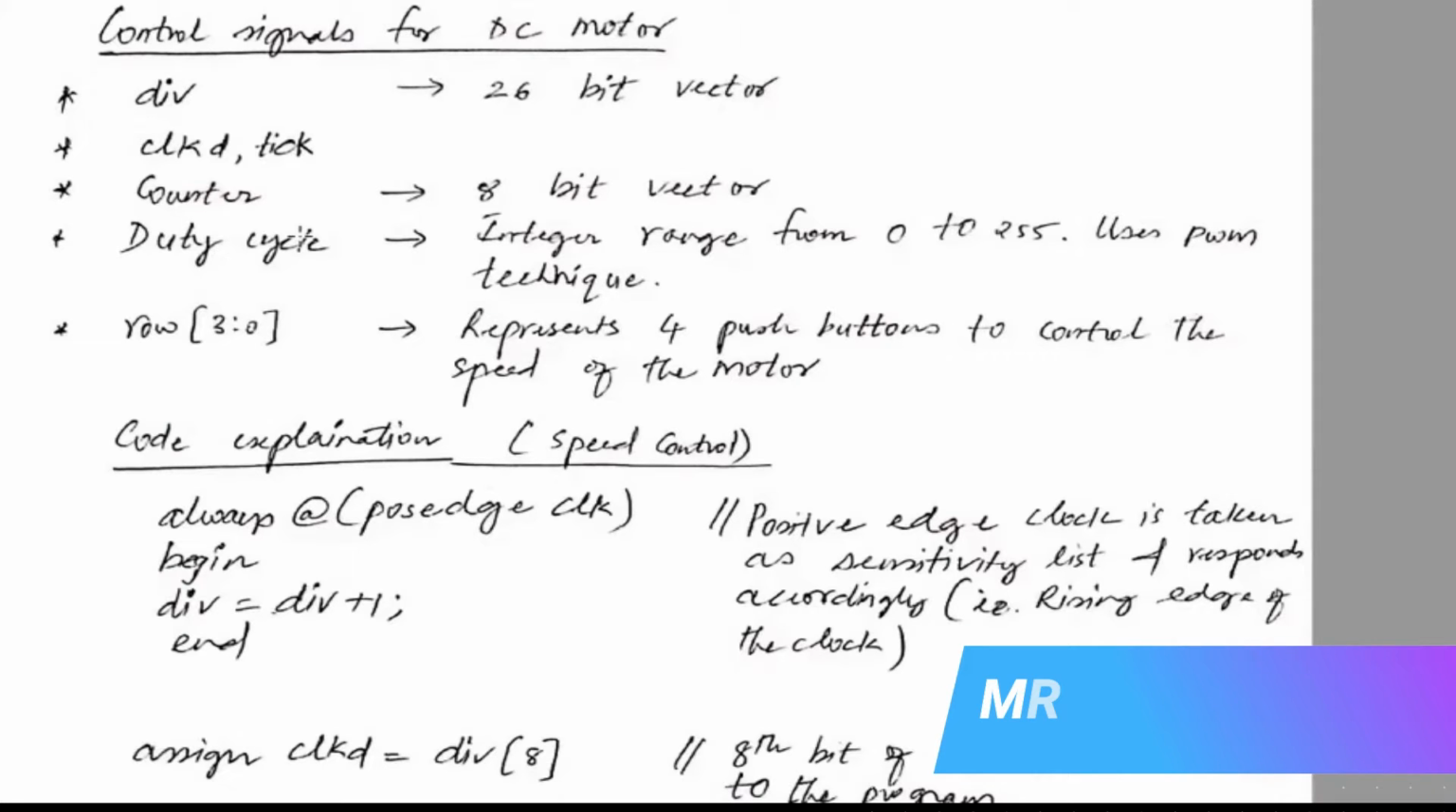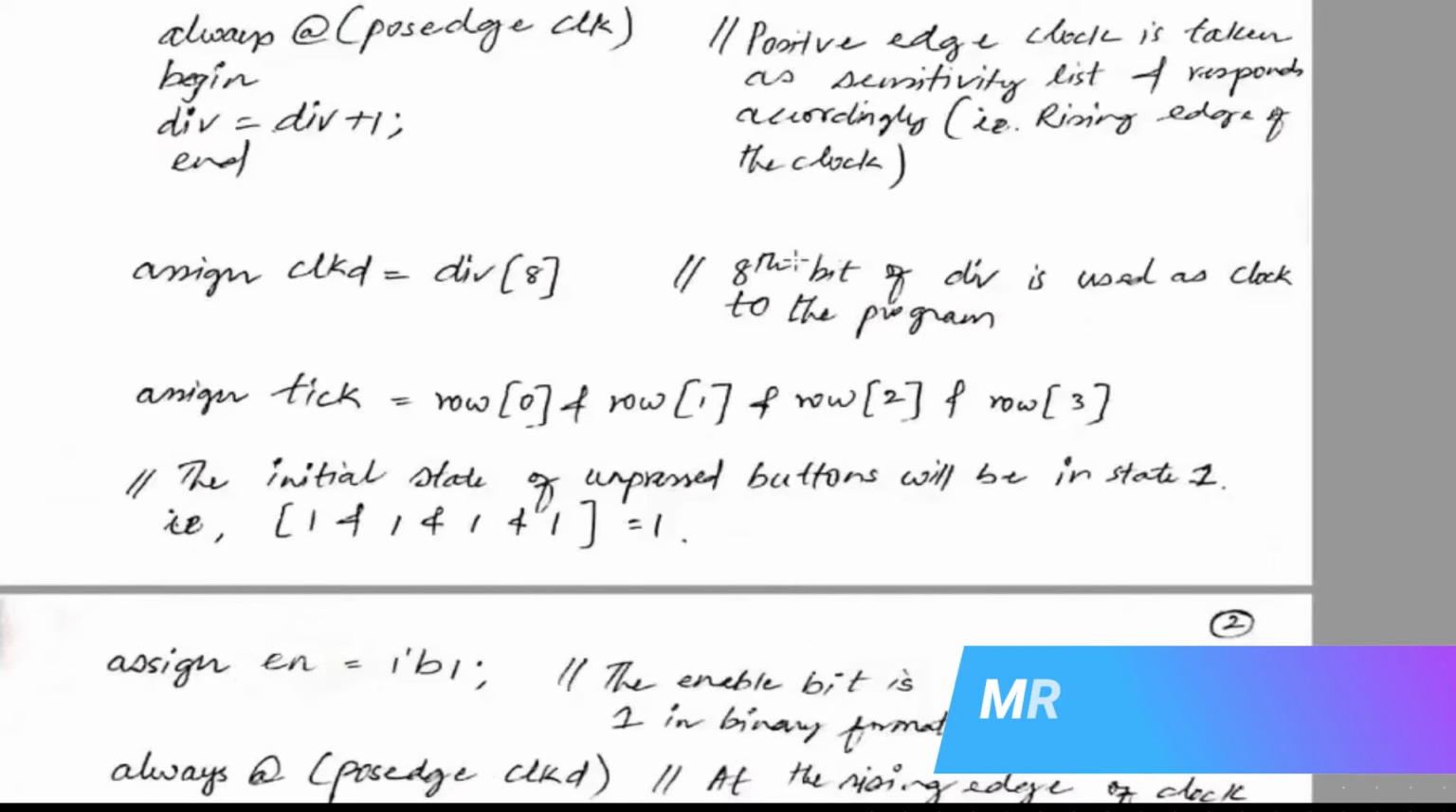Now this is something where our clock frequency is too high. The clock frequency that we use for our kits is too high. So what we do is we try to divide this clock frequency, and the 8th bit of div, that's what it says here. Whenever it's in the square bracket, it means which particular bit, and the number is representing the number of the bit. So the 8th bit of div is used as clock to the program, right?